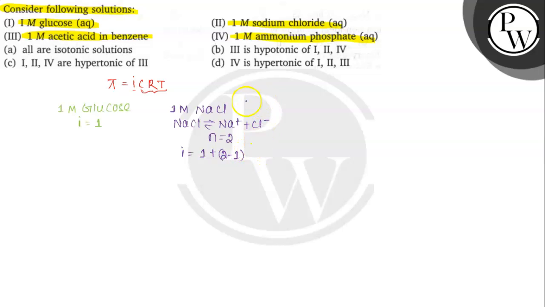The formula for the Van't Hoff factor in dissociation is i = 1 + (n - 1) alpha, where n is the number of dissociated ions. Here n is 2, and as alpha is not given, we take alpha as 1. So i will be equal to 2. Now we have 1 molarity acetic acid in benzene.